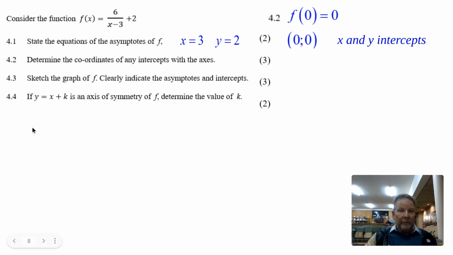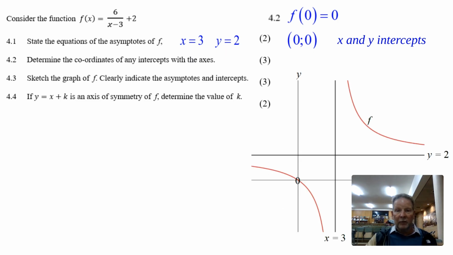Anyways, that's it. Sketch the graph. Well, we know that the branches are in the first and third quadrant, rather. We graph these lines here, a vertical one at x equals 3 and y equals 2. We know one of the branches goes through 0 and 0. That means it must be just this shape.